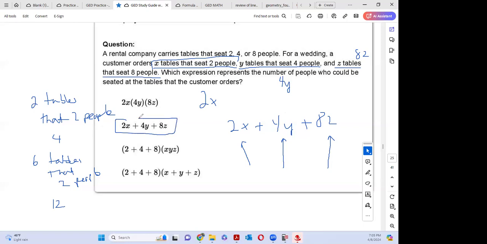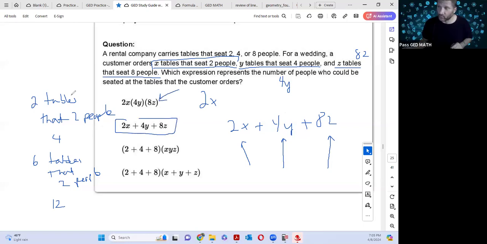Most people get this wrong. Most people select this one. Most people select this answer because they're not thinking. They're not putting in a little common sense.